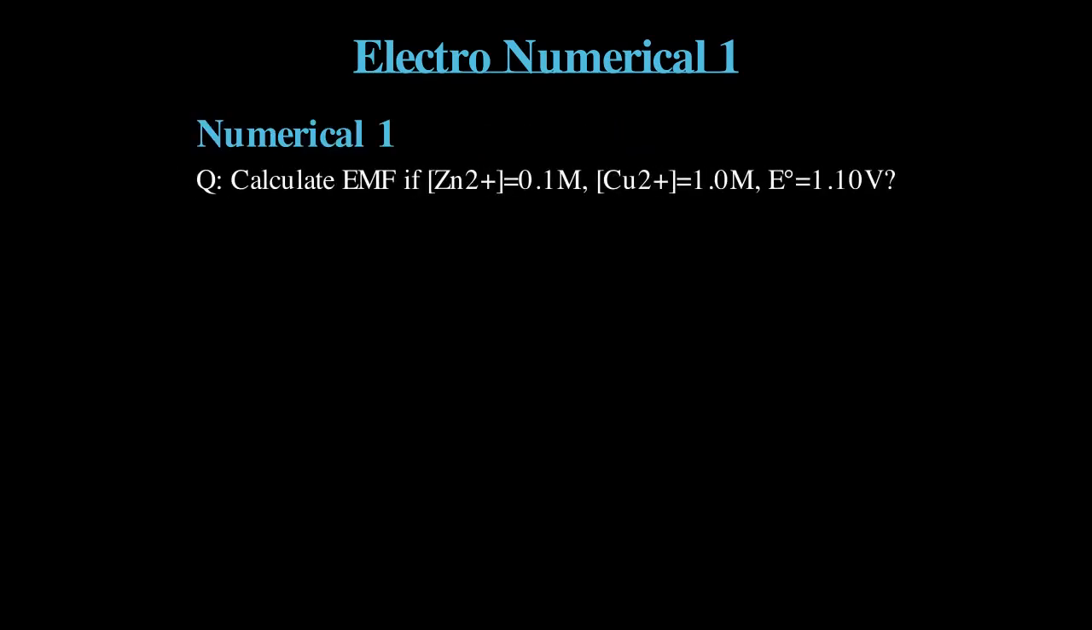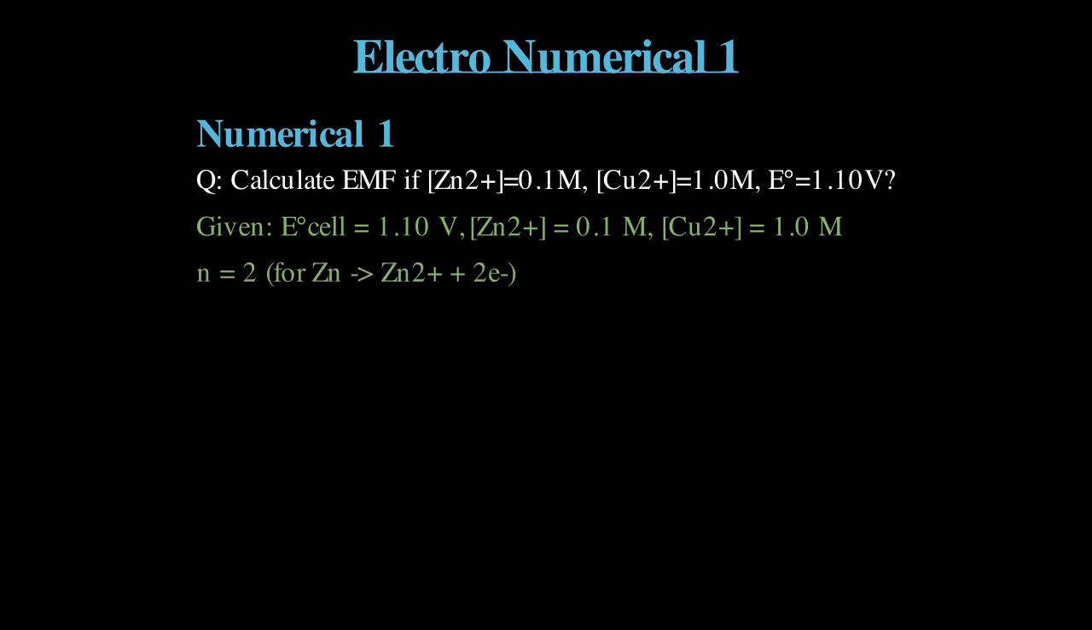Hello class, let's solve this problem. The question is, calculate EMF of Daniell cell at 25 degrees Celsius if Zn2 plus concentration equals 0.1 molar and Cu2 plus concentration equals 1.0 molar. Standard E cell equals 1.10 volts. Log 10 equals 1. First, let's identify what's given. E0 cell is 1.10 volts, zinc 2 plus is 0.1 molar, and copper 2 plus is 1.0 molar. For the Daniell cell, the number of electrons transferred, N, is 2.